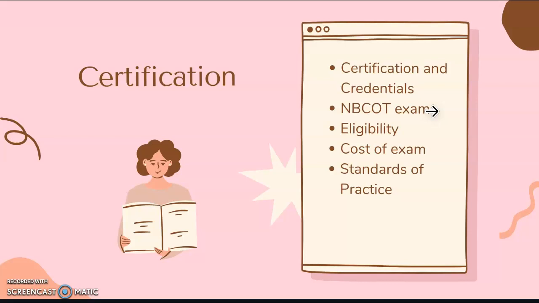So the next would be the cost of the examination. The cost of the NBCOT exam will be $515. If you failed it or you need to take it again, then after the $515, every time you take it after that is $385. And then I also want to discuss, while we're still here, the standards of practice. The standards of practice are the requirements that OTAs must follow in the delivery of occupational therapy services.